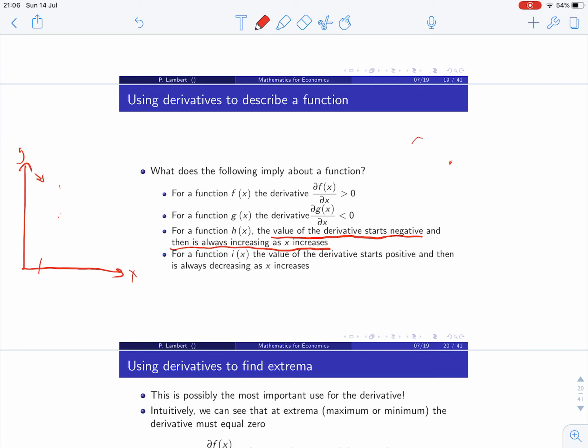Then the derivative is always increasing as x increases. So let's say it's increasing in the sense that it's getting less and less negative. Let's start with this kind of curve. It's getting less and less negative. The rate of change is going from a big negative number to a small negative number. If it's always increasing, at some point it will turn around, and now we have the function increasing in x. That probably wasn't the most neat way of saying that, but we often call this property convexity.